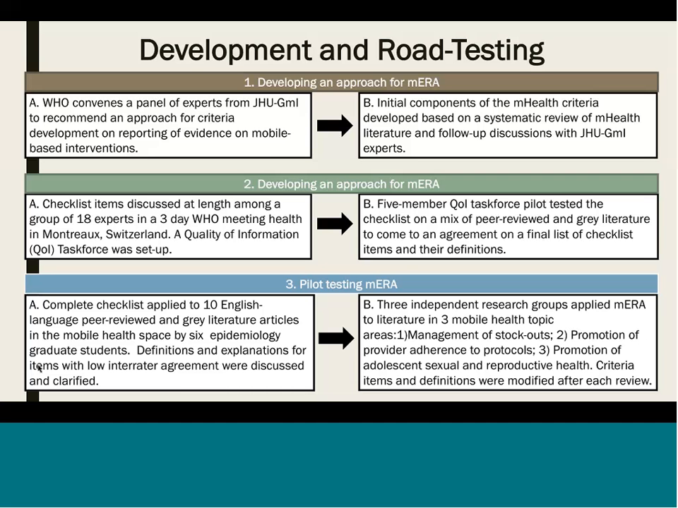So the idea was to take the checklist and apply it to 3 different types of literature. A health systems focused literature where we picked management of stockouts, a provider focused literature where we picked promotion of provider adherence to protocols, and the client focused literature, which we picked promotion of adolescent sexual and reproductive health. So again, you see the iterative process of applying and tweaking the checklist to ensure that it applies to a broad range of literature, essentially.